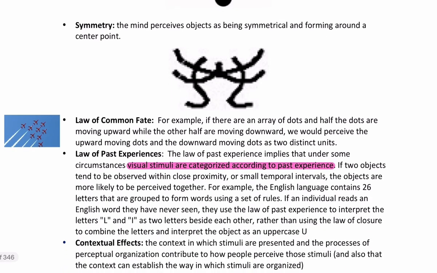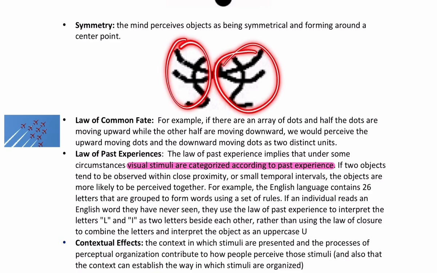Next is symmetry. Our mind perceives objects as being symmetrical and forming around a center point. Right here, automatically, we see that this left side is symmetrical to this right side.